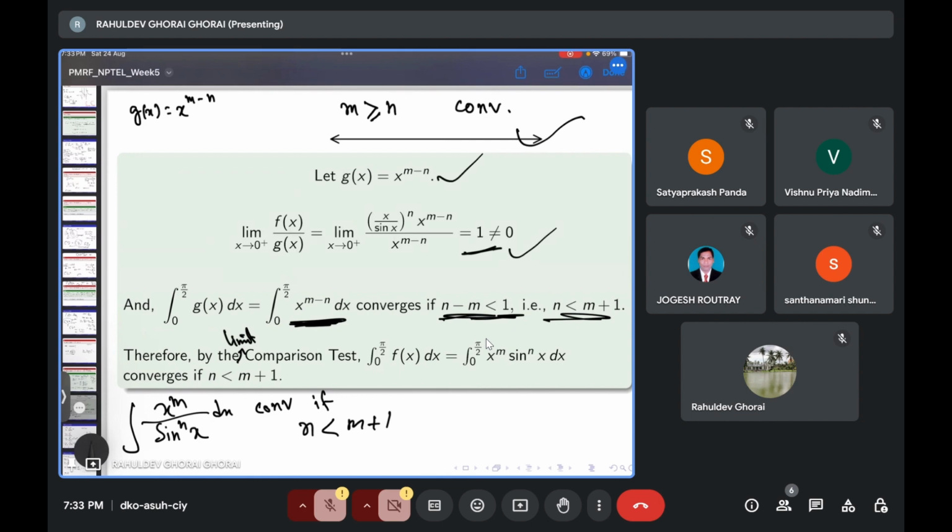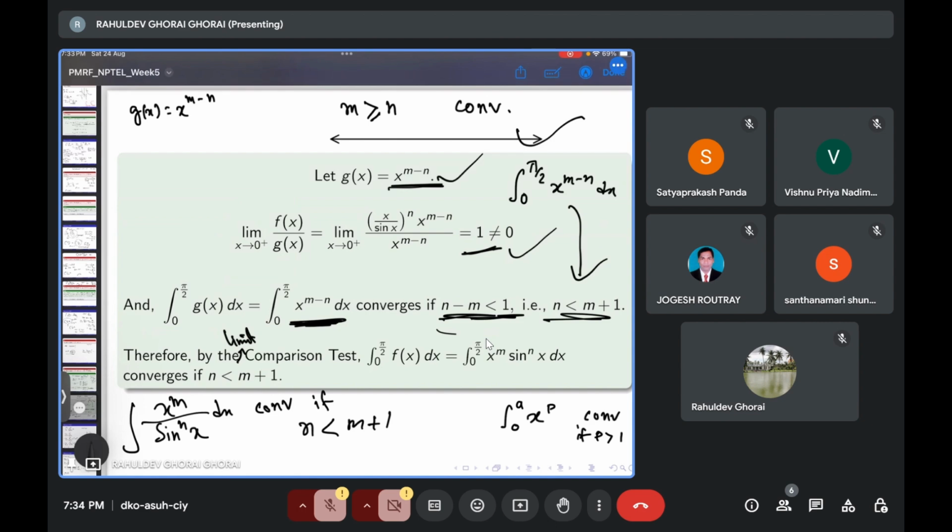So here you can say that if the integration from 0 to pi by 2 of x to the power m minus n dx converges, then our integration will also converge. And from there, we can use the result that the integral from 0 to a of x to the power p converges if p is greater than 1, and it will be divergent if p is less than 1. So it converges if p is greater than 1. That's what you see: the integral from 0 to pi by 2 of x to the power m minus n will converge if m minus n is greater than 1.